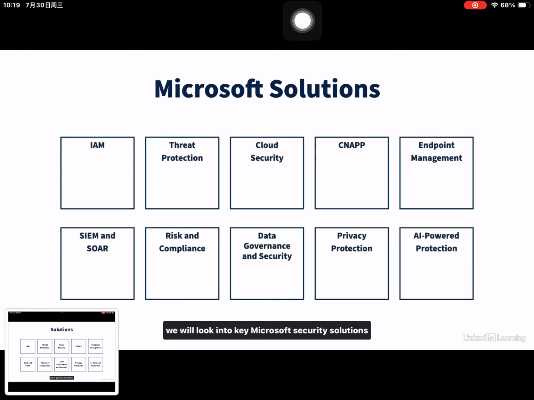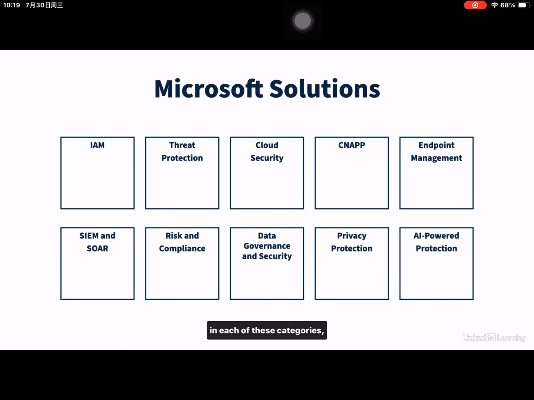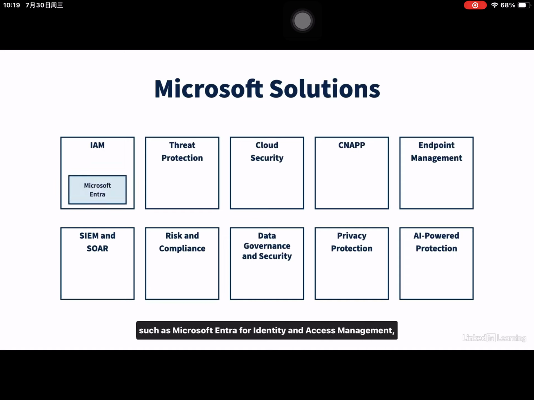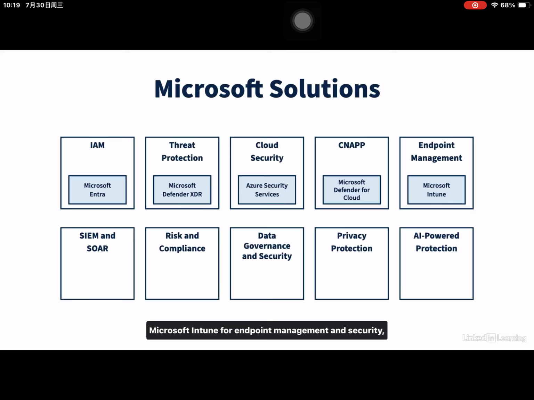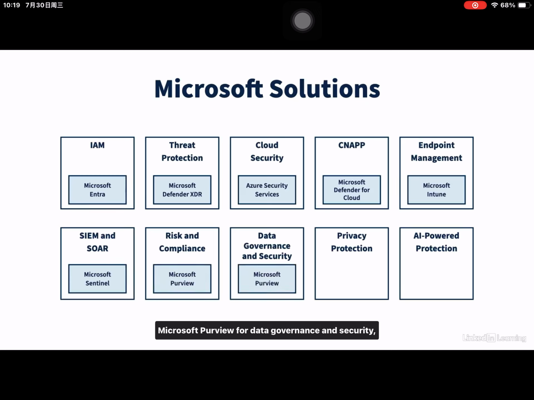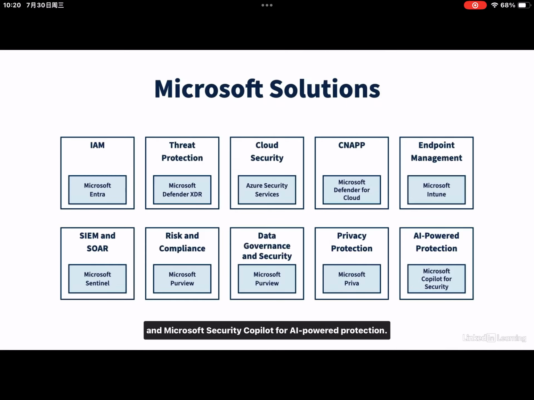In this course, we will look into key Microsoft security solutions in each of these categories, such as Microsoft Entra for Identity and Access Management, Microsoft Defender XDR for threat protection, Azure Security Services for cloud security, Microsoft Defender for Cloud Native Application Protection Platform, Microsoft Intune for endpoint management and security, Microsoft Sentinel for SIEM and SOAR, Microsoft Purview for risk and compliance management, Microsoft Purview for data governance and security, Microsoft Priva for privacy protection, and Microsoft Security Copilot for AI-powered protection.